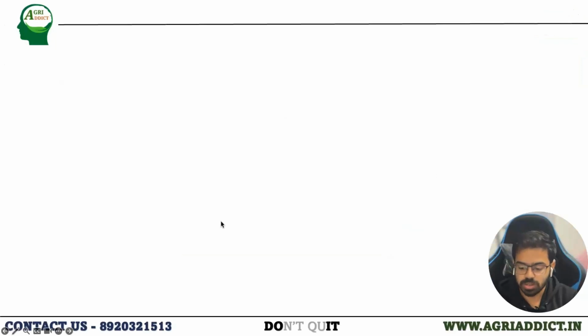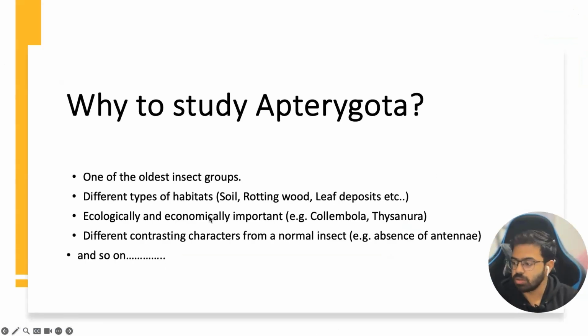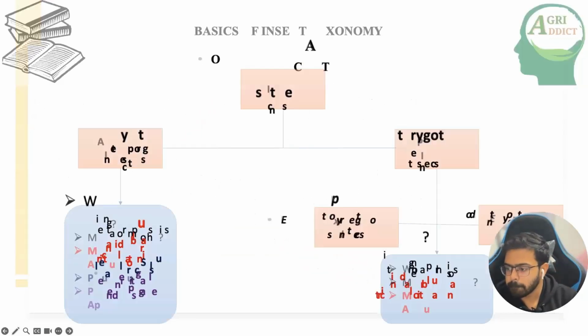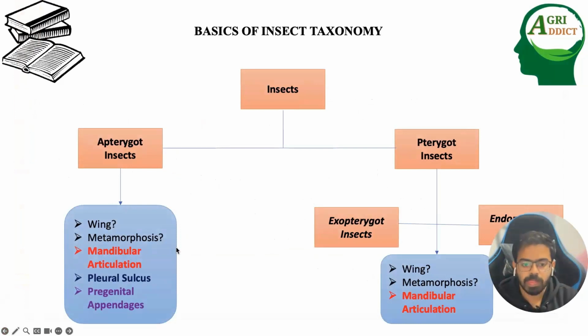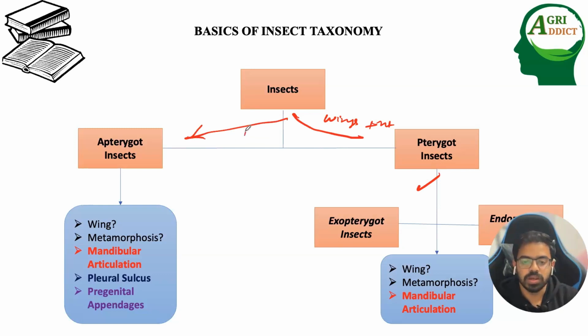Insects are classified based on the presence or absence of the wings. If wings are present, then it is pterygote. If wings are absent, then it is apterygote. This much is clear for all.